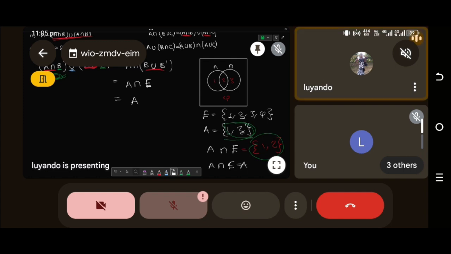Okay, so this just simplifies to A. All right. It just simplifies to A. So I think we've tackled this one. We can look at this other one.